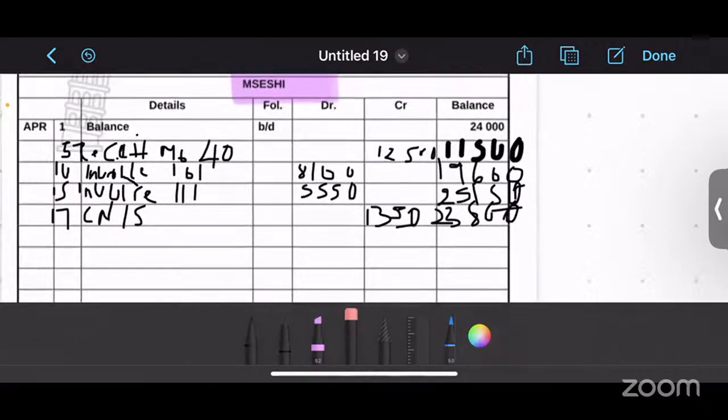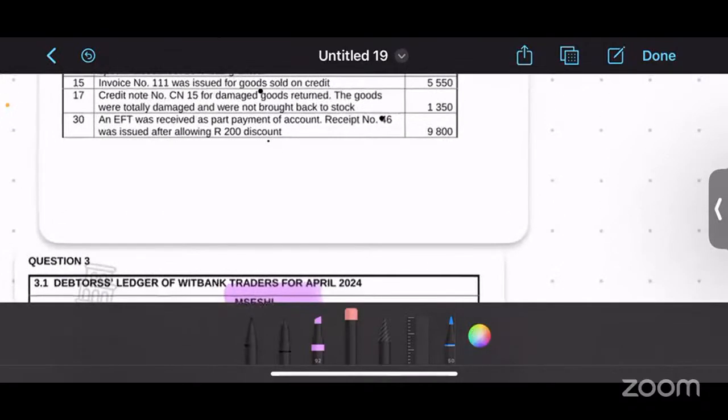Okay, cool, no problem. Now let's go to the last one where they said on the 30th an EFT was received as part of the payment of account. Receipt number 96 was issued after following a 200 rand discount. Okay. What do we do here? What are they saying? What do they mean here? What do you guys think they mean here?